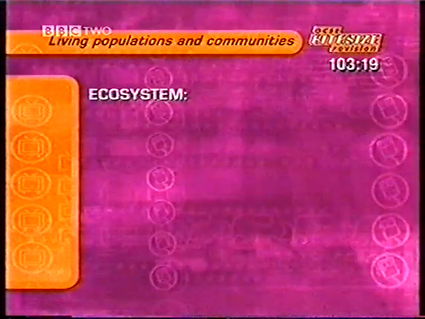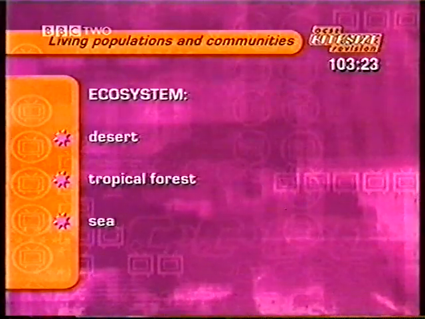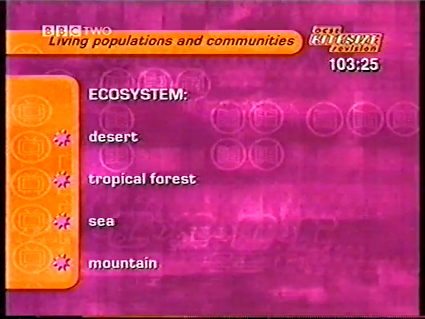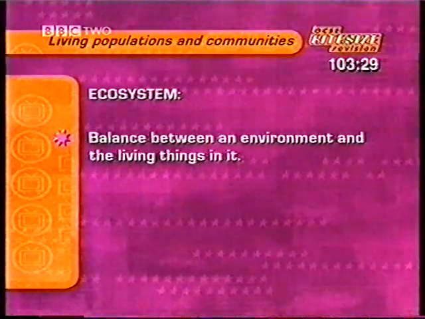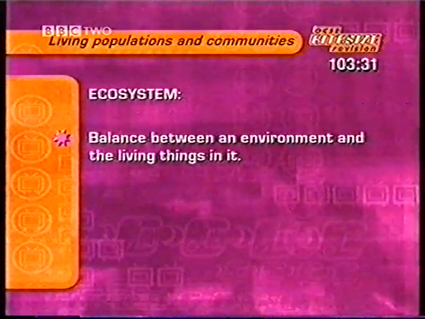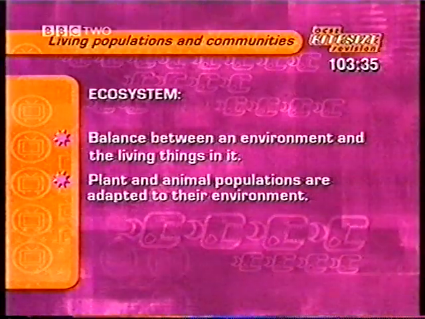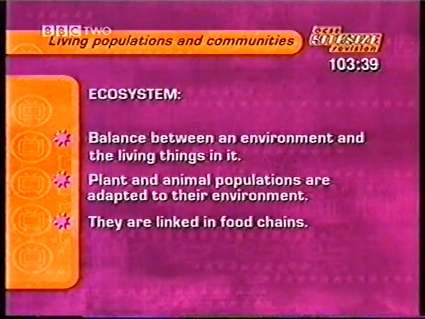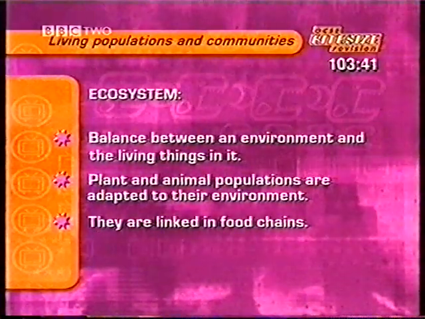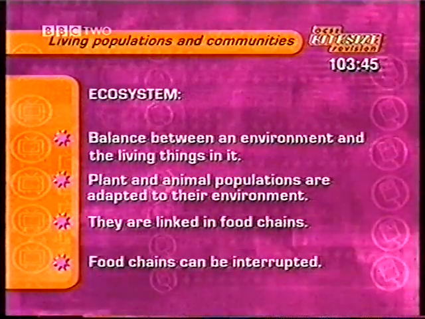The ecosystems you should have spotted are desert, tropical forest, sea and mountain. In an ecosystem, there's a balance between an environment and the populations and communities of plants and animals living there. The different plant and animal populations are adapted to their environment. This balance is maintained because all the living things are linked through food chains. Sometimes, however, these food chains can be interrupted.